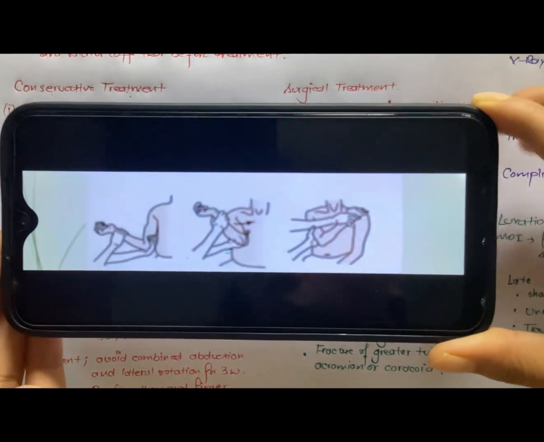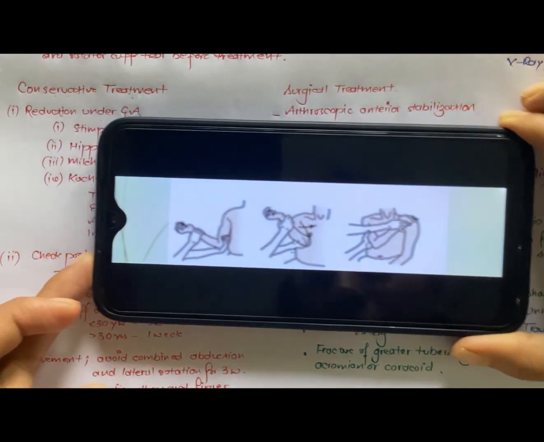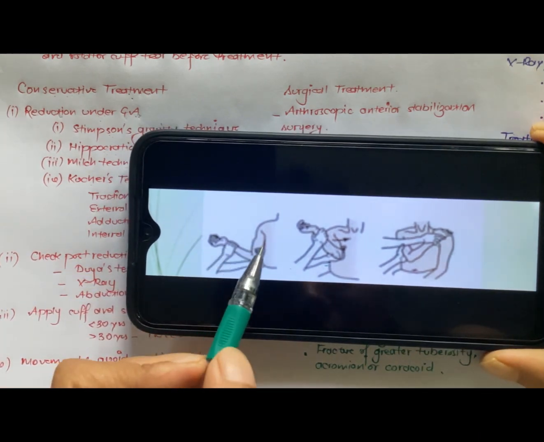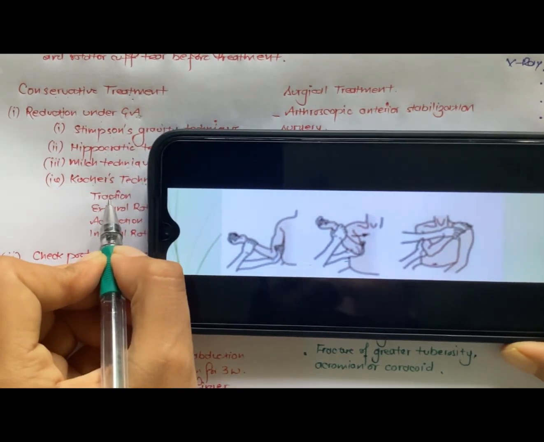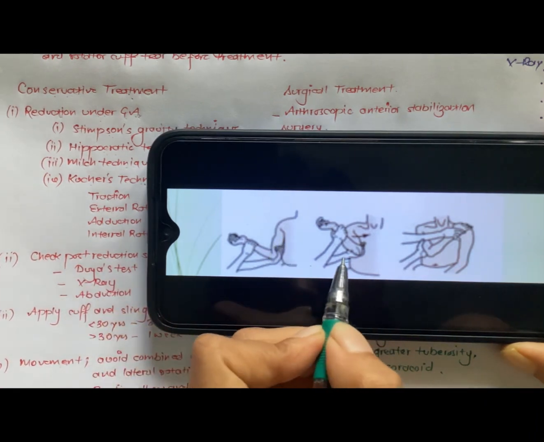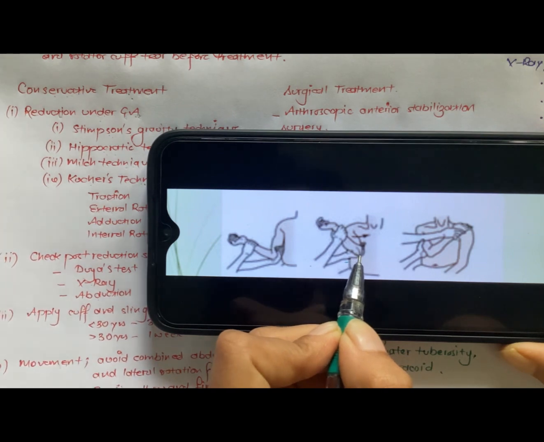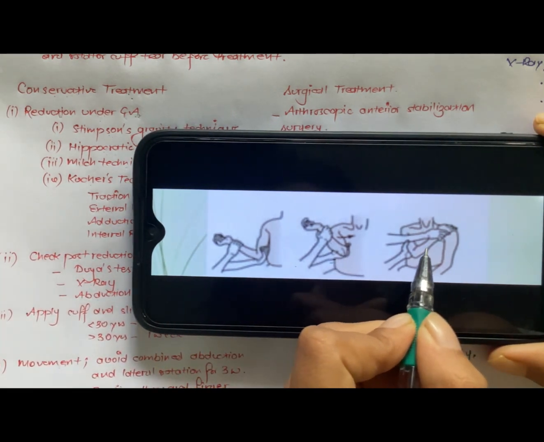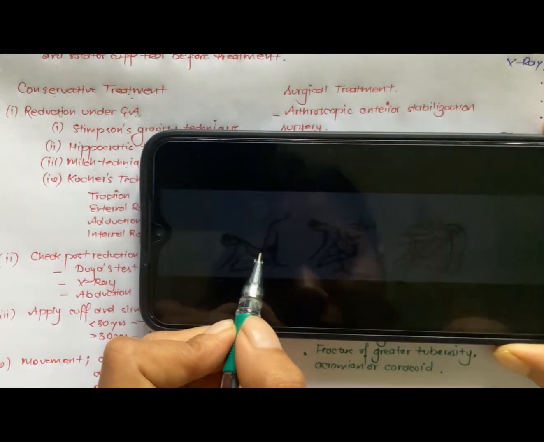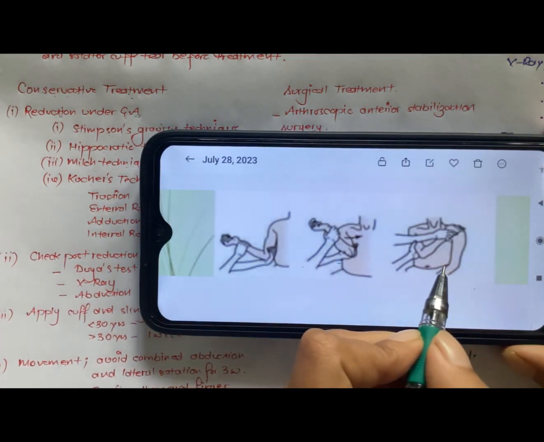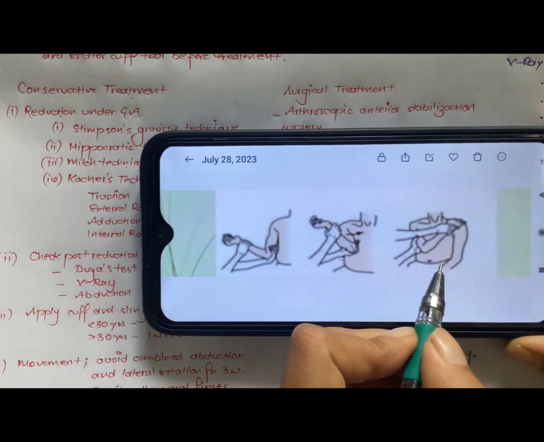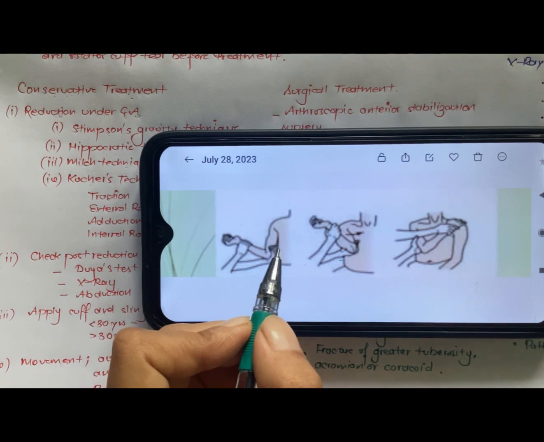Now let's move on to Kocher's technique. In Kocher's technique, first of all, traction is given with external rotation on the affected hand, and then the hand is adducted and internally rotated. So first we do traction and external rotation on the hand, and then we do adduction and internal rotation. This is Kocher's technique, which is used more often and is very helpful for the reduction of the shoulder joint dislocation.